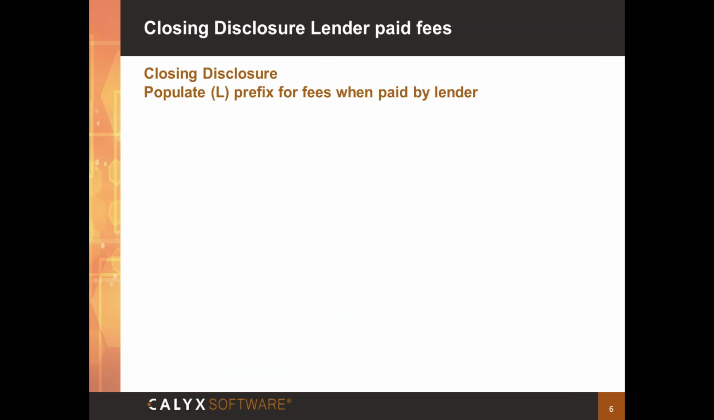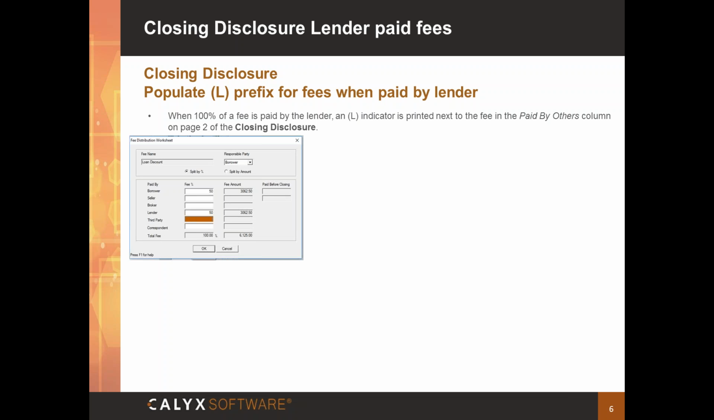Lender paid fees. When 100% of a fee is paid by the lender, an L indicator is printed next to the fee in the paid by others column on page 2 of the closing disclosure.